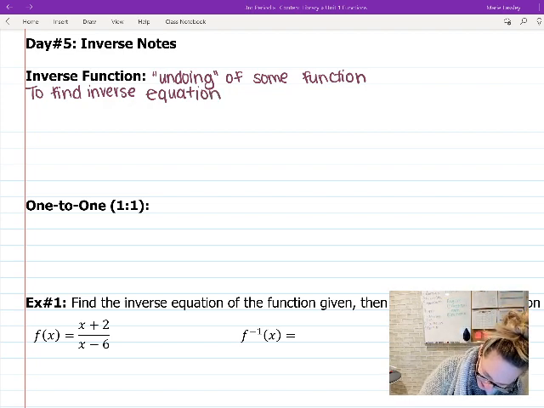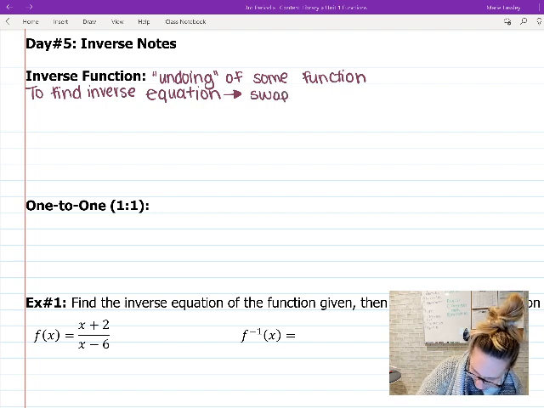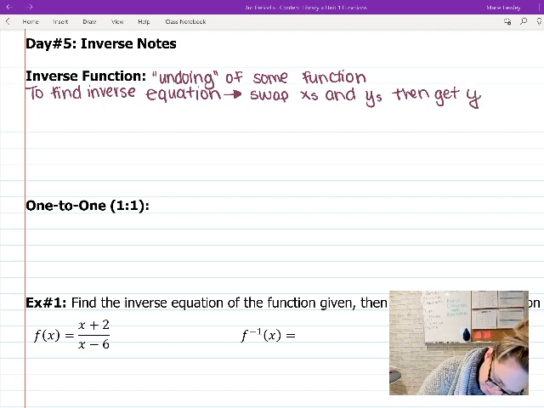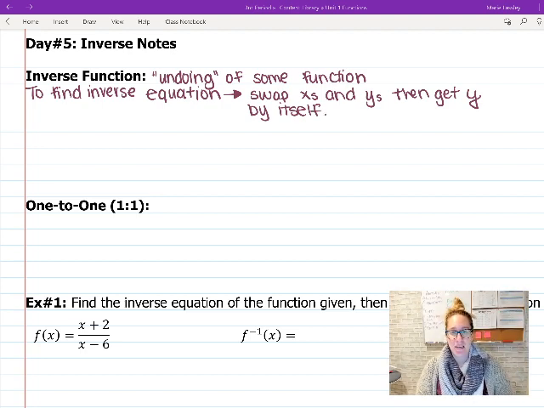To find inverse equation, we'll do a little arrow because why not? All right. You're going to swap x's and y's, then get y by itself. Okay, so you have your equation, y equals whatever. Everywhere you have a y, replace it with an x. Everywhere you have an x, replace it with a y. And then you're just going to try and see if you can get your y by itself. That's it. So it's just a lot of algebra.